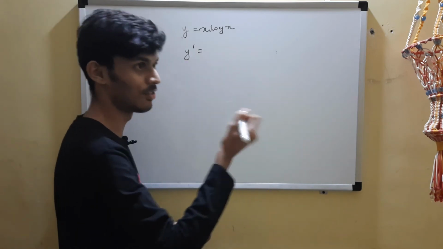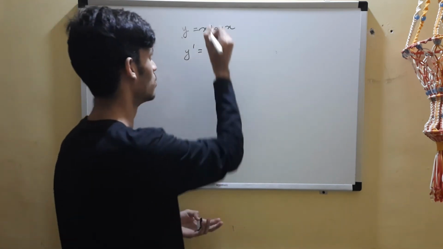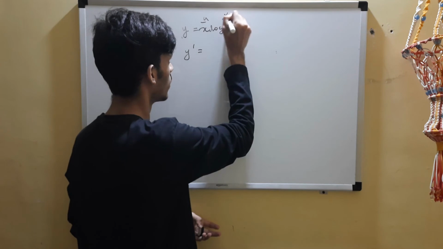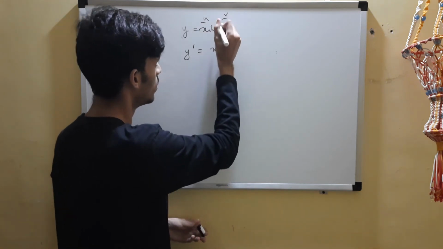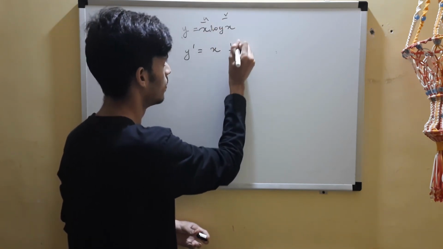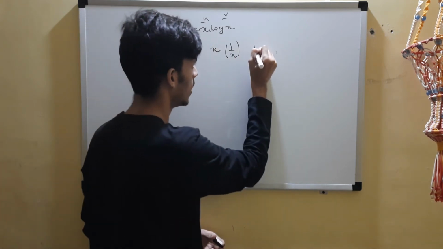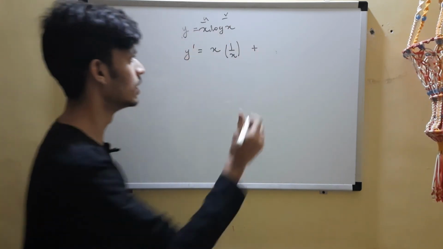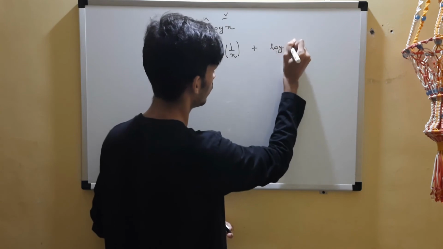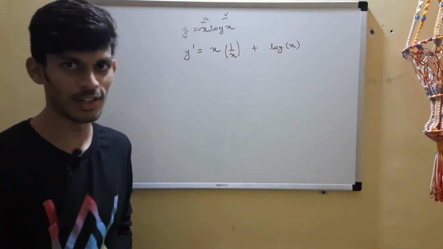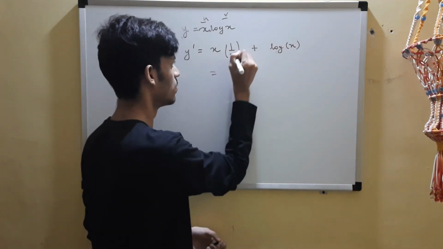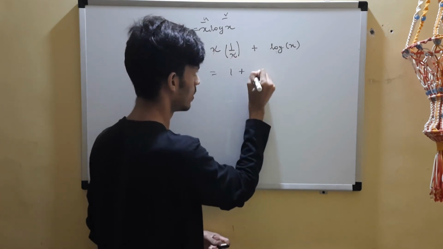u into derivative of v plus v into derivative of u. So this is u, this is v. So u into derivative of v, which is 1 by x, log x is 1 by x, plus v, which is log x, into derivative of x. Derivative of x is 1. Remember that. So x cancels, 1 plus log x.